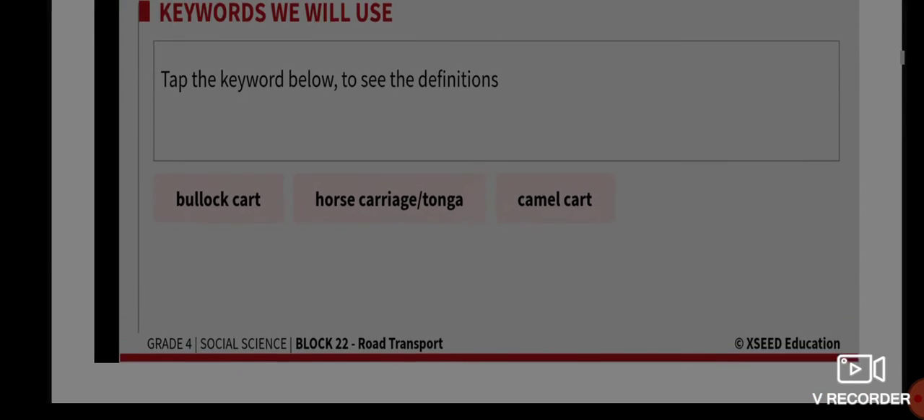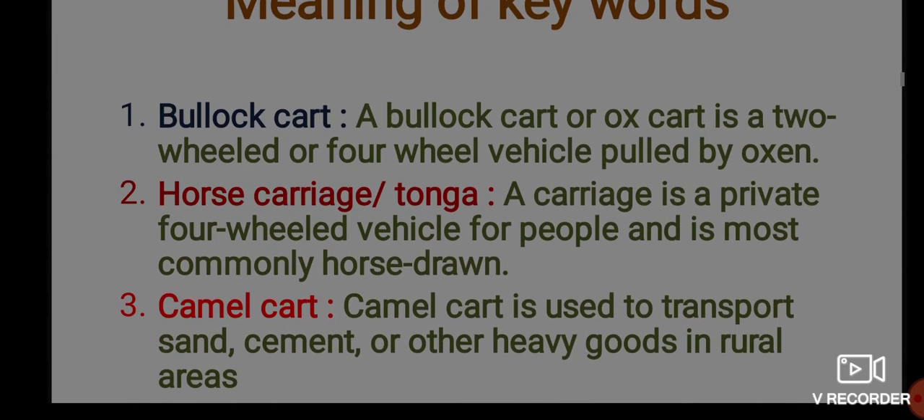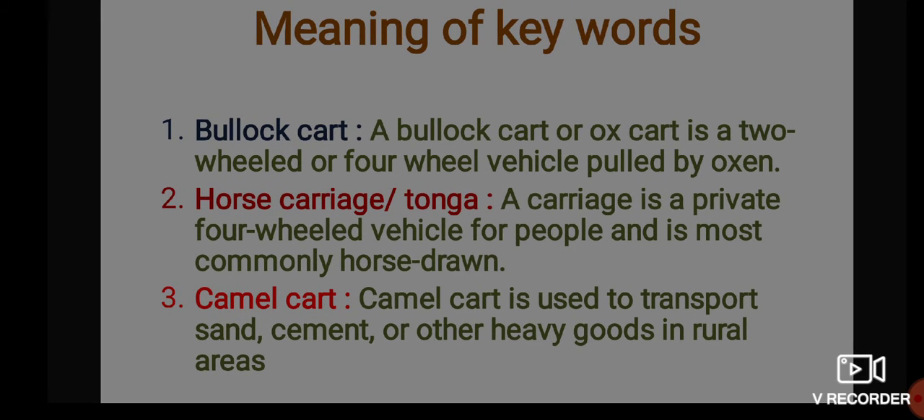So let us learn what a bullock cart is. A bullock cart, also known as an ox cart, is a two-wheel or four-wheel vehicle that is pulled by oxen. They are known as bullock carts.